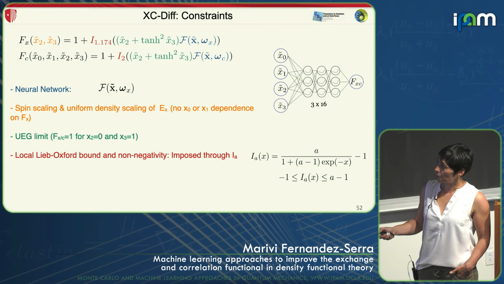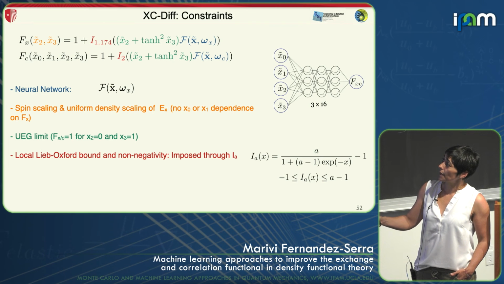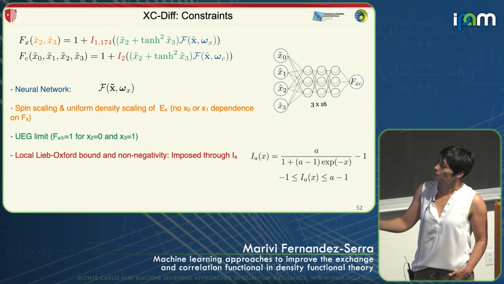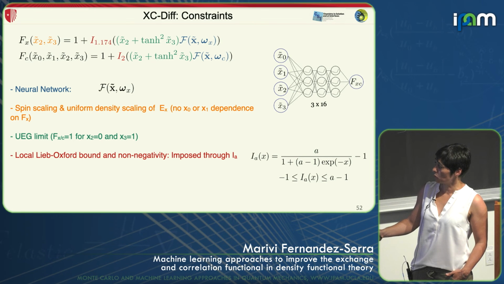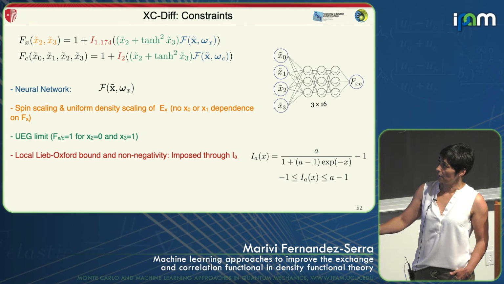Now, the homogeneous electron gas limit is imposed by taking this function here, this hyperbolic tangent of these two variables, and the local Lieb-Oxford bound and non-negativity are imposed by taking this function. So this here imposes my exact local Lieb-Oxford bound, taking A as basically 0.74.